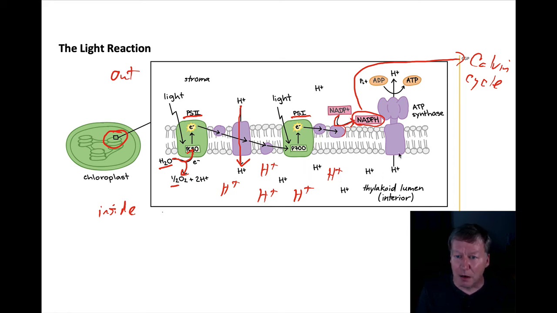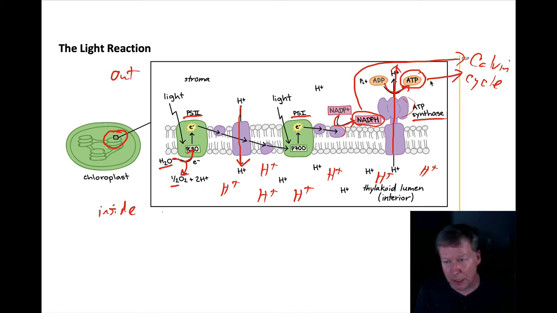The last step here is we are going to use this concentration gradient that we created with the electrons going through an ATP synthase, which works the exact same way it does in the electron transport chain. It's going to open up. The hydrogen is going to move through it because of the concentration gradient. It's going to move out here. And as it moves, it causes the ATP synthase to spin around. And that kinetic energy is going to be used to make ADP into ATP. This ATP molecule is also going to go to the Calvin cycle.